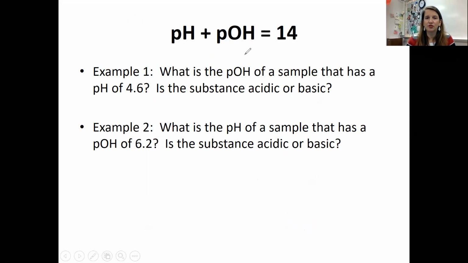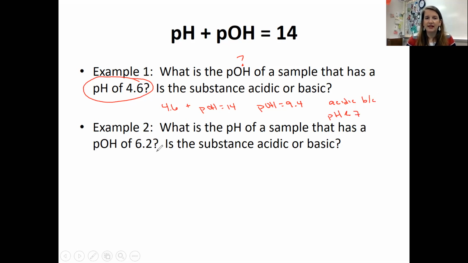In this example, we're trying to find our pOH, and we're given a pH of 4.6. That means 4.6 plus our pOH equals 14. So we just have to subtract from 14. So our pOH would be equal to 9.4. Now, pH and pOH do not have any units, so we leave our answer as 9.4. It asks if it's acidic or basic. Well, this one is going to be acidic because the pH is less than 7.